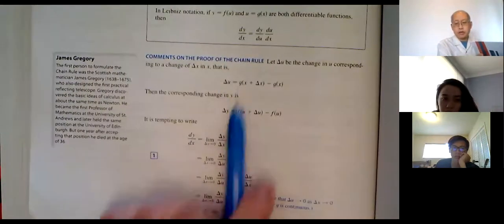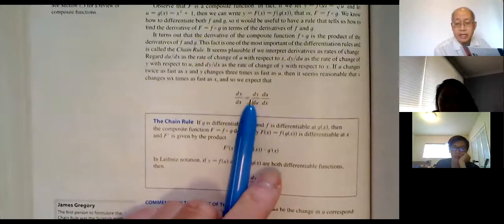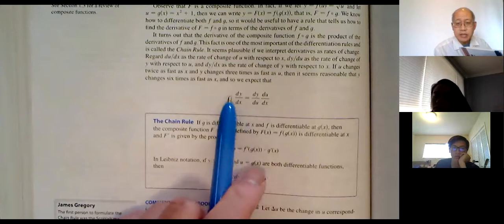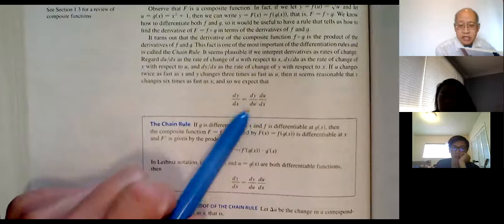That's sort of a way to memorize it, and sort of what goes on with the proof. I'm not going to show you the proof; you can look at it if you want to. But that seems plausible, right? By using the Leibniz notation, you can say dy/dx, dy/du, du/dx. It looks like you can cancel out the du's.